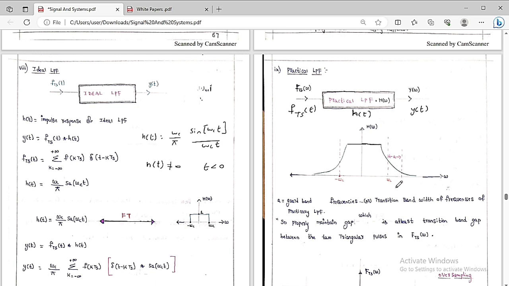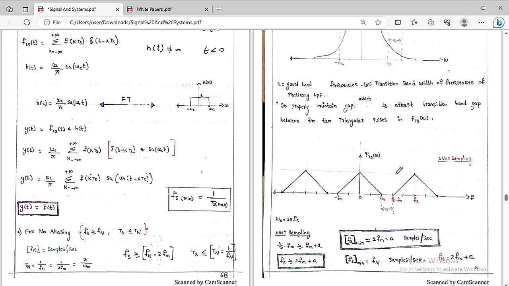So what I'm trying to do is very simple. This much band gap we have to keep extra across the two pulses in f s of omega. So A is called the guard band frequencies or the transition bandwidth of frequencies of the practical low pass filter. Properly we have to maintain this much gap, which is at least a transition band gap between the two triangle pulses in f s of omega.